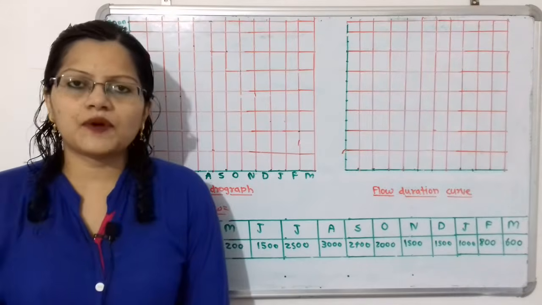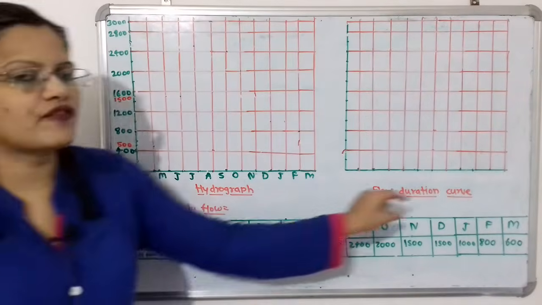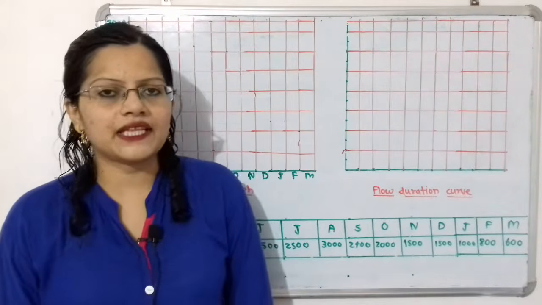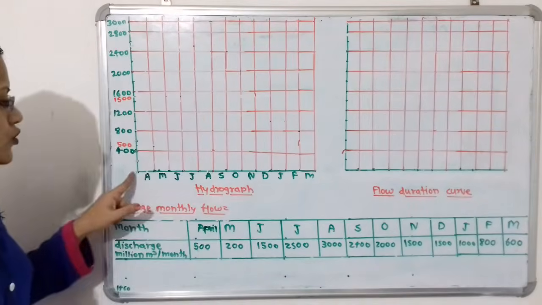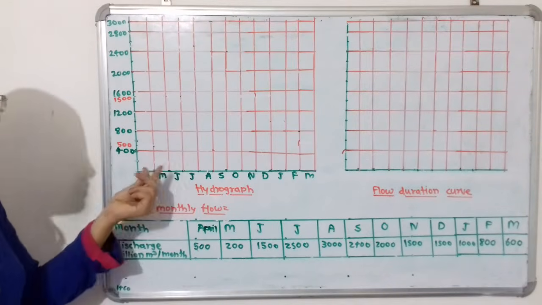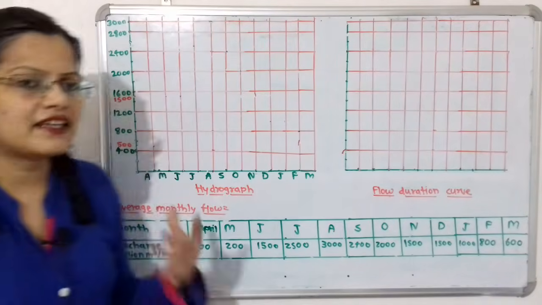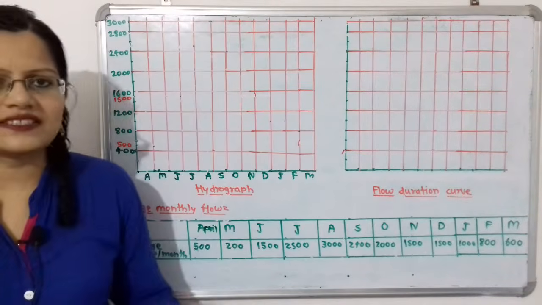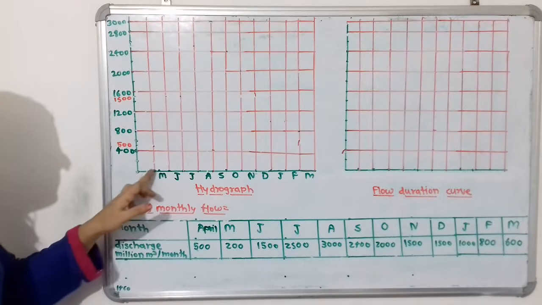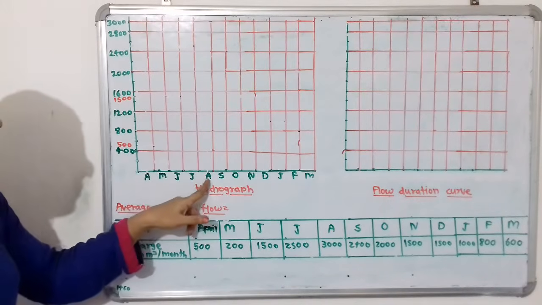Now let us first plot the hydrograph. If we observe this data here, the period of 12 months is given. So whenever we plot the graph, we have to take the time period on the horizontal line. So on this horizontal line we will plot the period of 12 months. For 1 month period, we will take some suitable scale. Suppose we will take here 2 centimeter distance, or we can also take 3 centimeter distance. So from this starting point up to this point, this whole period is for month of April, then May, June, July, August and so on.